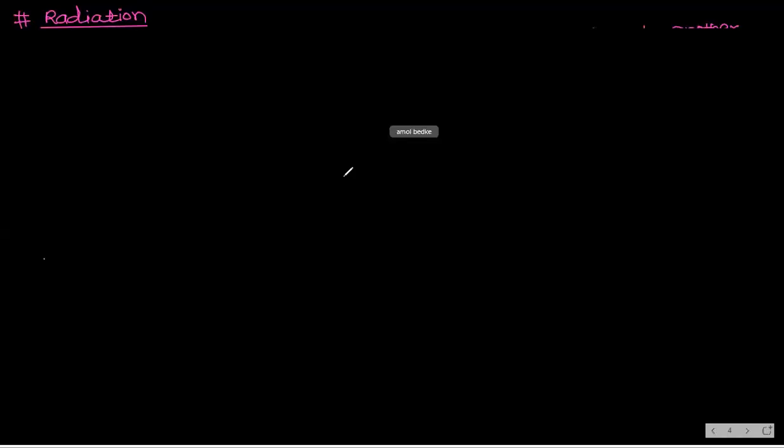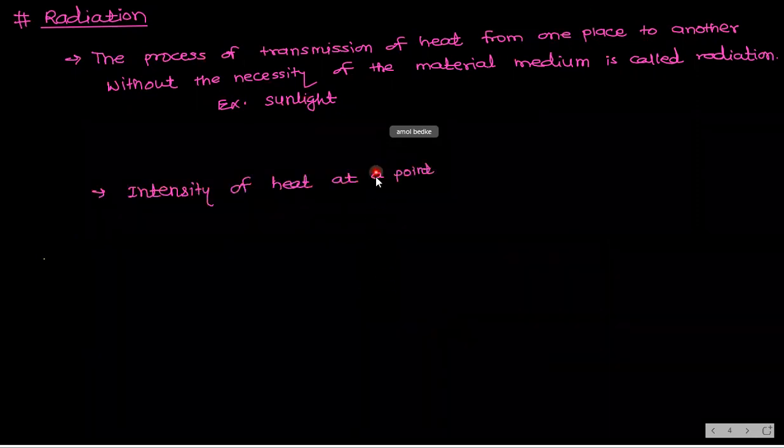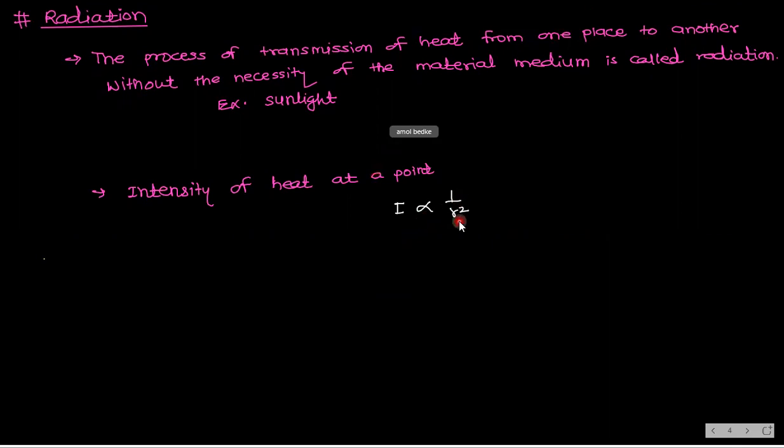Let's move ahead. And now radiation. What is radiation first of all? It is the process of transmission of heat from one place to another without the necessity of a material medium. This we have already discussed in the beginning. For example, sunlight does not require any material medium for transmission. Now, the intensity of heat at a point is directly proportional to 1 by r squared, or inversely proportional to r squared, where r is the distance of the point from the source. The more the distance, the less the intensity. Okay, got it? Next one.